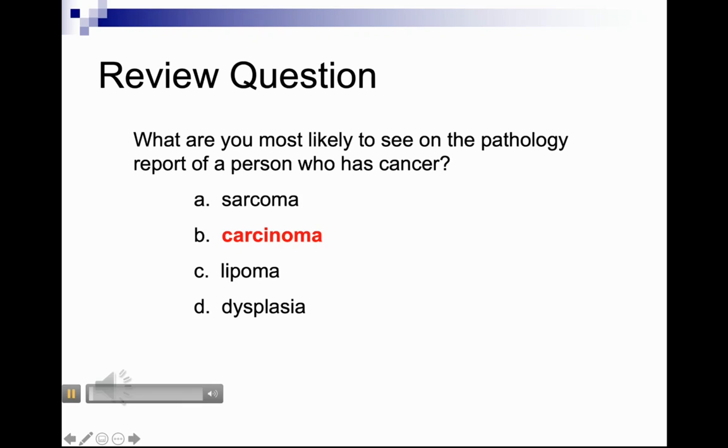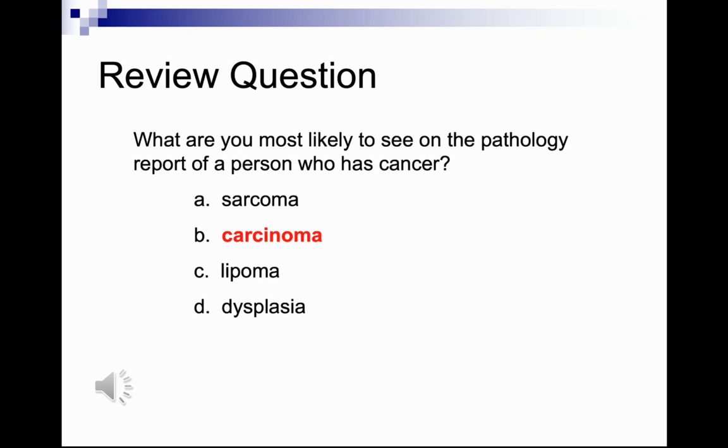We can eliminate C and D immediately. A lipoma is not cancer. A lipoma is a benign tumor involving fat. Dysplasia is not cancer. Dysplasia is an abnormal volume of tissue. So what are you most likely to see? Sarcoma, which is a connective tissue cancer, or carcinoma, which is an epithelial cancer.